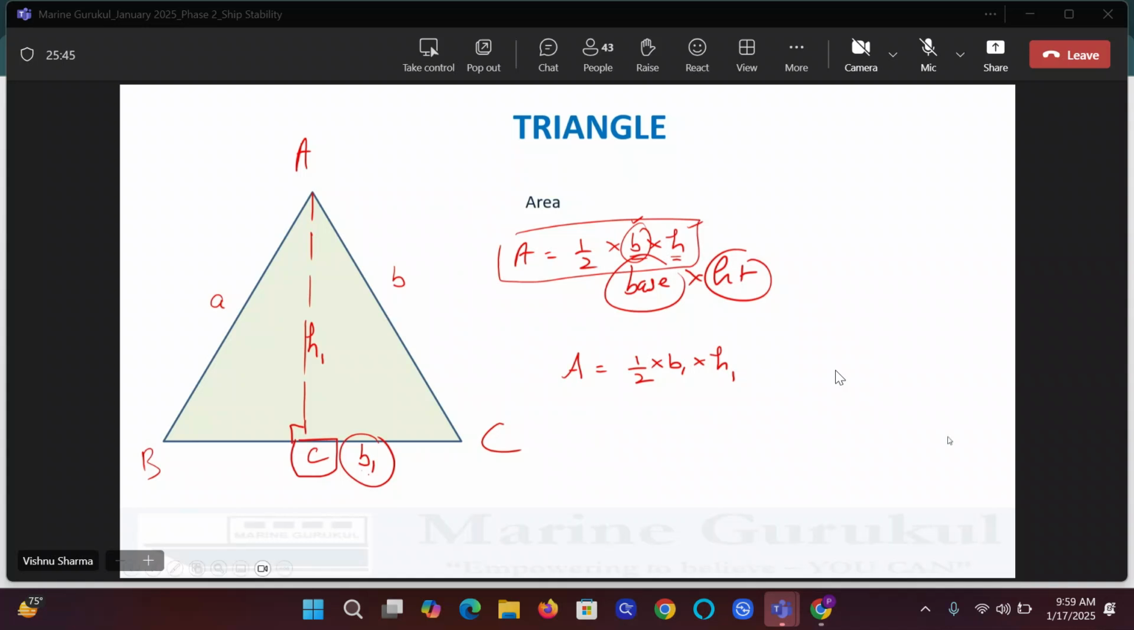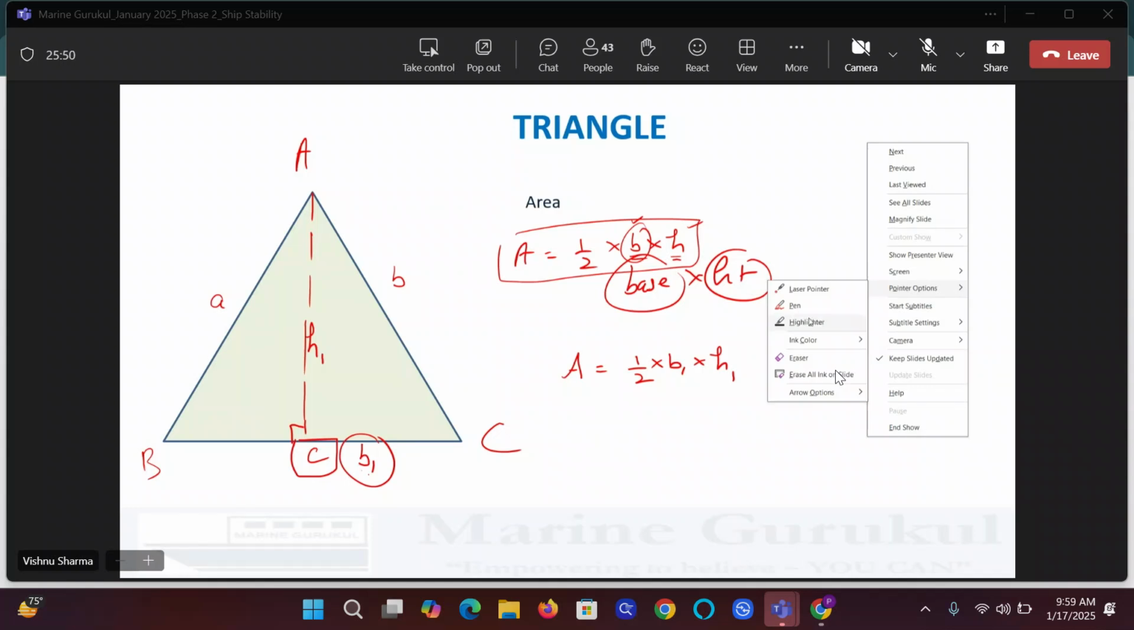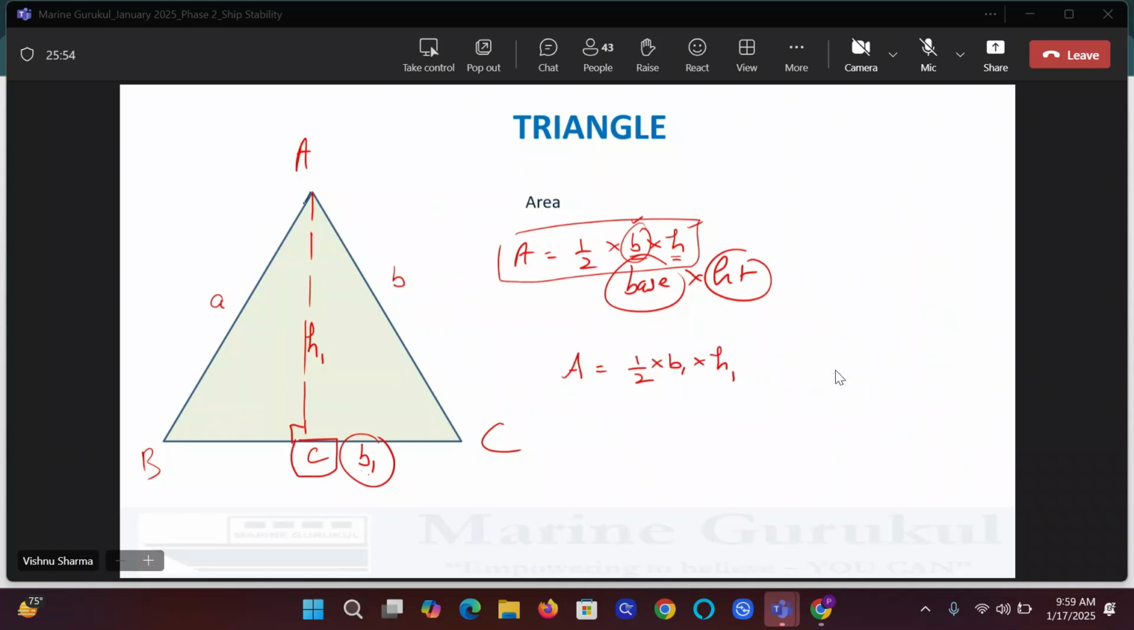Now, another guy may say, no, in a given situation, sir, I can't use this as the base. I want to use side A as the base. Somebody may say, I am using this as the base B2. If B2 is the base, then what is the opposite vertex? C. You drop a perpendicular from C onto this, and this will be the height corresponding to base 2. So then area will be half into B2 into H2. Obviously, it's the same triangle, so both these areas will be equal undoubtedly.